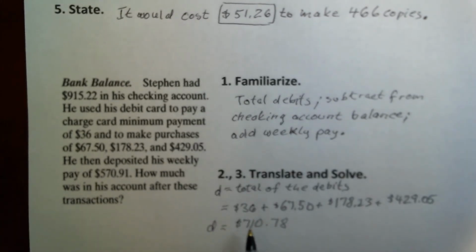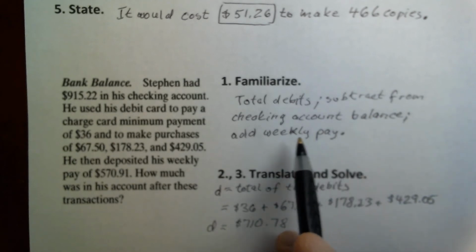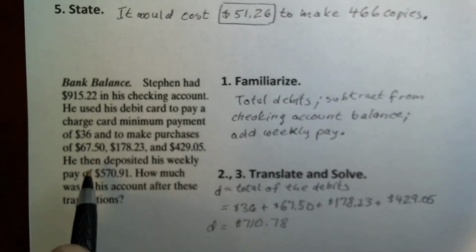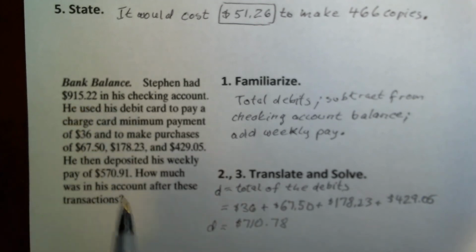So the total debits consist of the $36 we used to pay a charge card minimum, and then the other purchases of $67.50, $178.23, and $429.05. That total is equal to $710.78. Step 2 is we subtract it from the checking account balance. The checking account balance was $915.22. So we do the calculation of $915.22 minus $710.78.